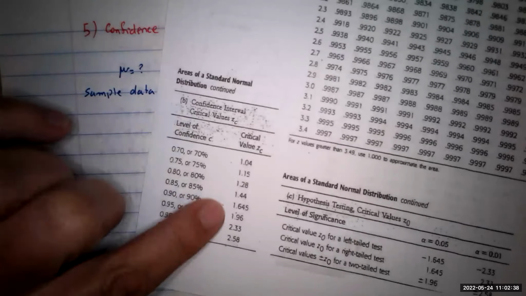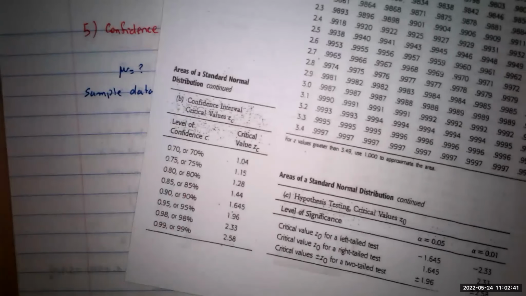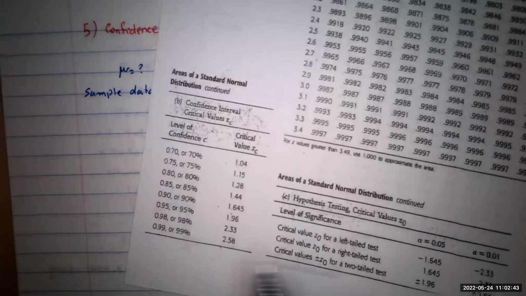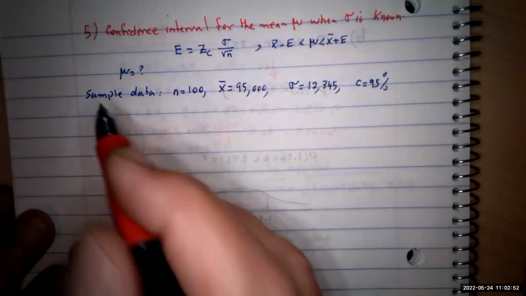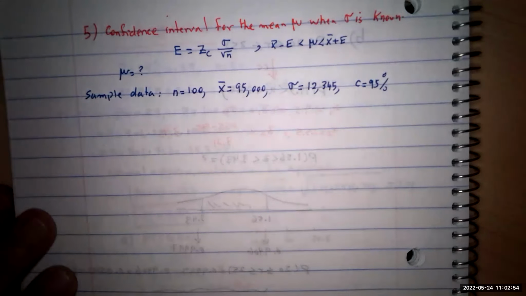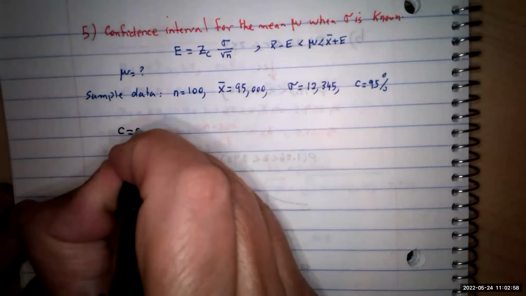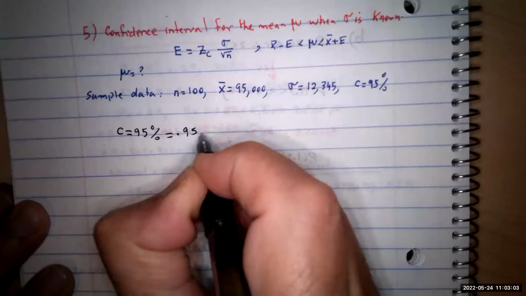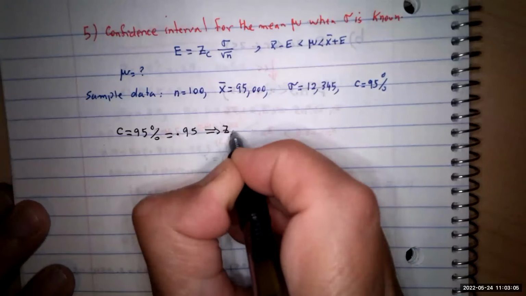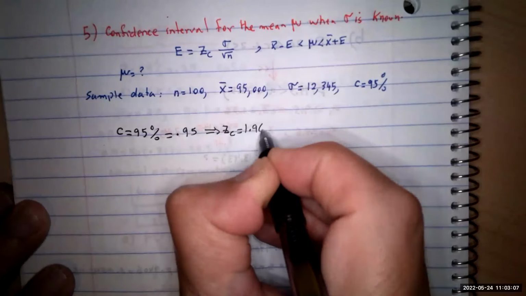So these are going to be the confidence levels, and these are the confidence critical values. In this case, we have 95%, that gives 1.96. So we have the C of 95%, which is 0.95, and the corresponding number ZC is 1.96.